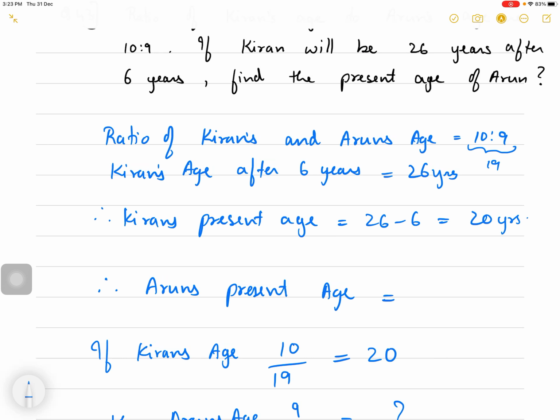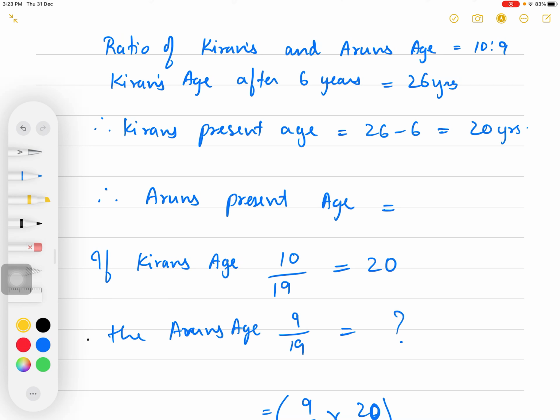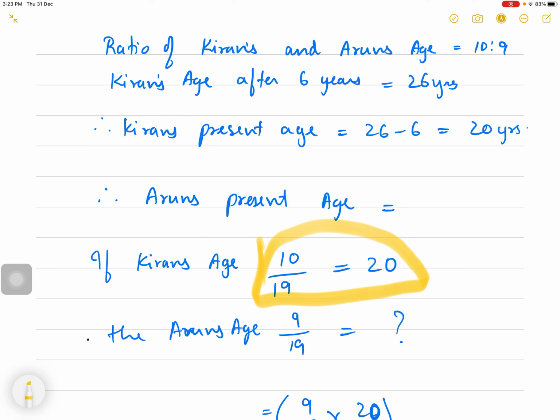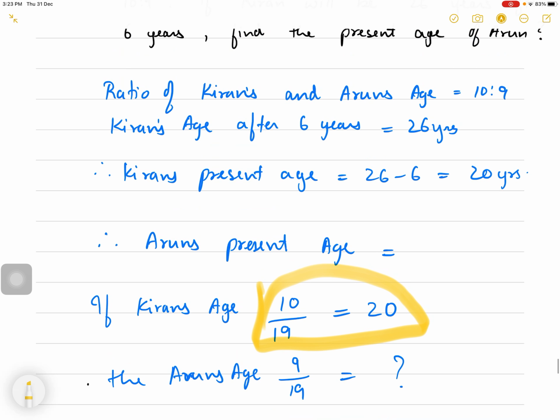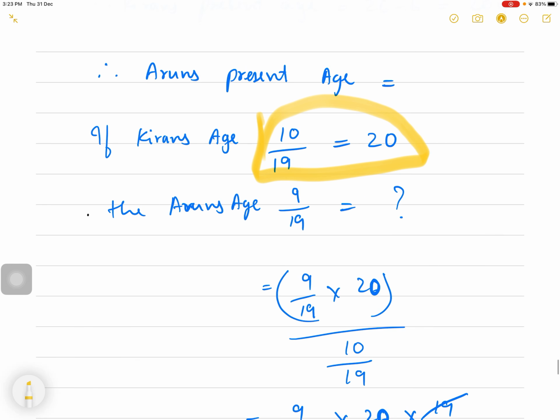Okay, so the ratio of Kiran's and Arun's age is given as 10:9. Kiran's age after 6 years is 26. That is also given. So that means Kiran's present age is 20 years. That means 10 by 19 is equal to 20 years. If 10 by 19 is equal to 20 years, how much is 9 by 19? That you have to calculate.